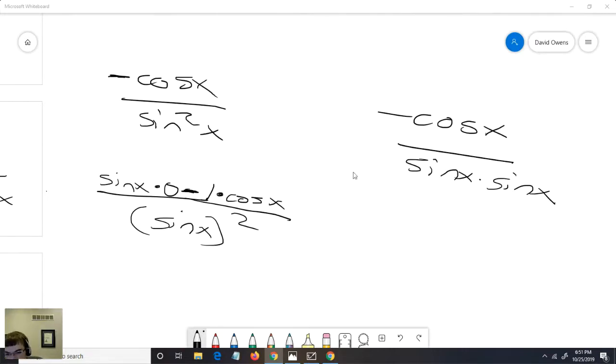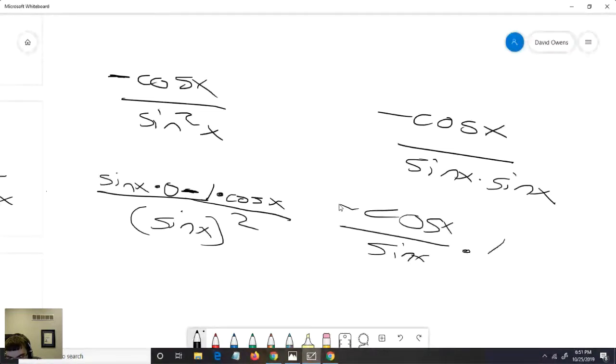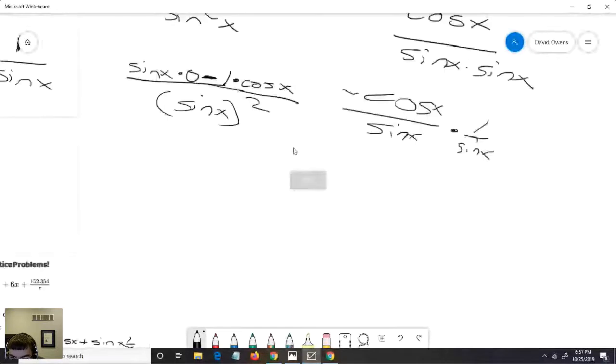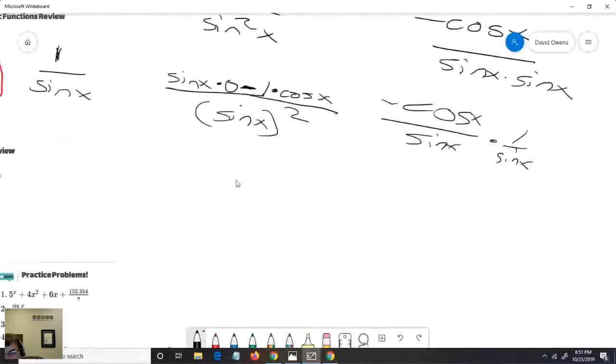All right, so we can see that that's equal to negative cosine x over sine x times 1 over sine x. And simplifying that again, cosine over sine is equal to 1 over tangent, or cotangent, times 1 over sine, which is cosecant.